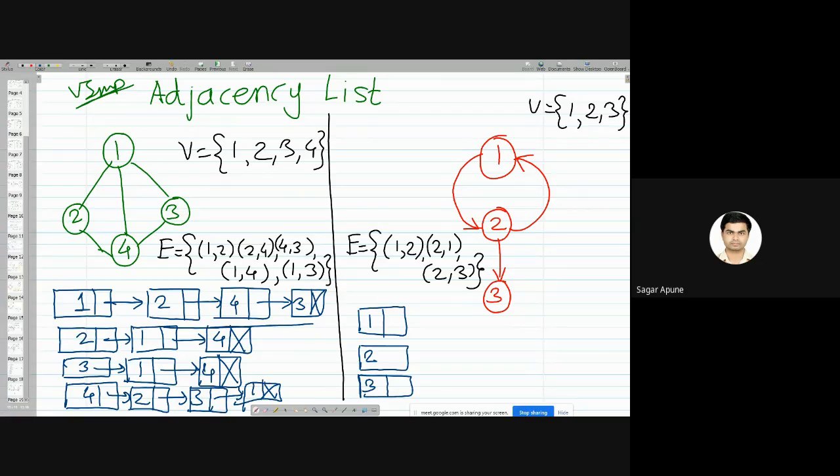1 to 2 connection is there. So 1 is connected to the second vertex. So the second node is connected to 2 vertices, 1 and 3. Right? And the third is last. What about 3? There is no outgoing edge from 3, so this is a single node. So it is your adjacency list. Okay, got it? Adjacency list.